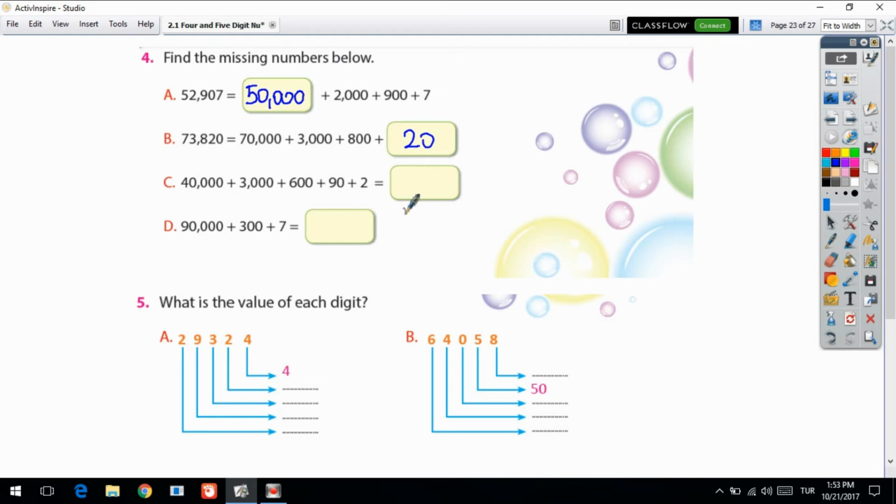So how can I write it? We need to add them, right? Let's write it. 40,000, 3,000, 690, then 2. Okay, now let's add them. 0, 0, 0, 0, 2, 0, 0, 0, 9, 0, 0, 6, 0, 3, 3, then 4. So which number is it?